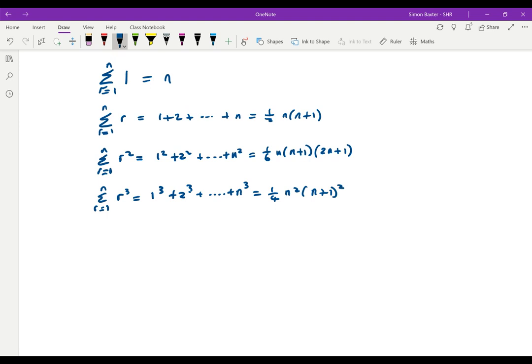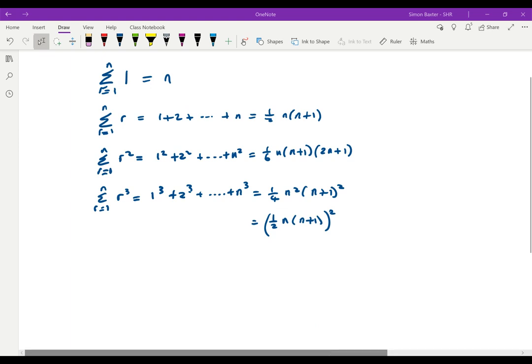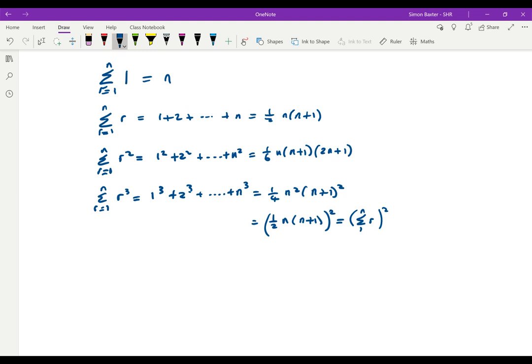That last one I remember by noticing that it is just the square of a half n times n plus 1. Just look at that. A half squared is a quarter, n squared is n squared, and n plus 1 squared. So just squaring this gives me the top line. And that is sigma 1 to n of r, all squared. It's just a little trick I use to remember that last formula.